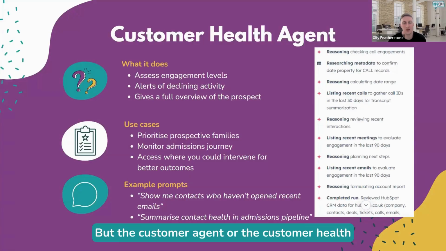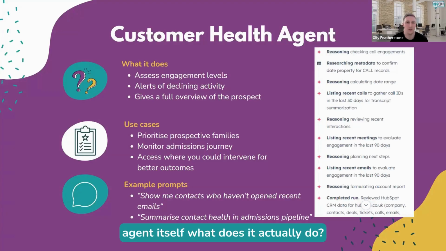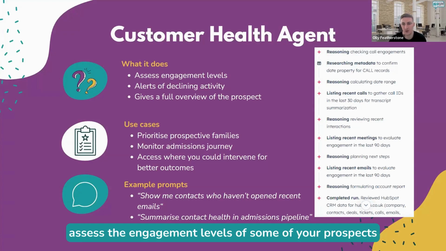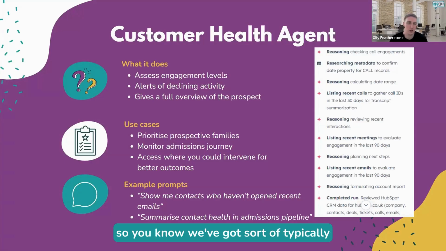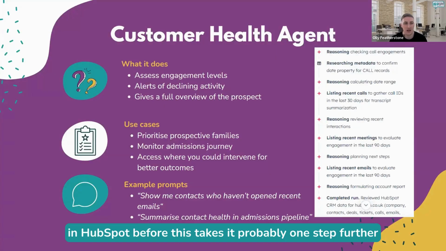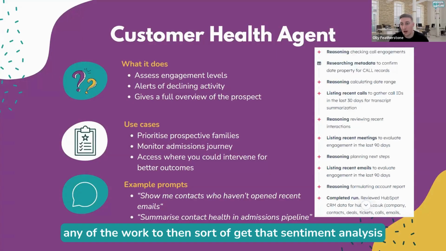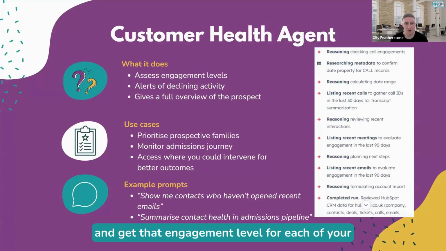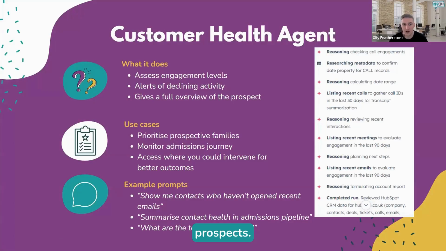But the customer health agent itself, what does it actually do? So this will be super useful to start to actually assess the engagement levels of some of your prospects. Typically in the past, we would have used something like a lead score. You might have done that manually. You might have utilized lead scoring in HubSpot before. This takes it probably one step further in many ways, because you don't really have to do any of the work to then get that sentiment analysis and get that engagement level for each of your prospects.